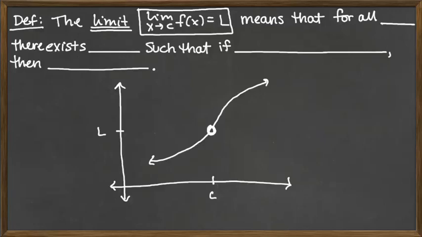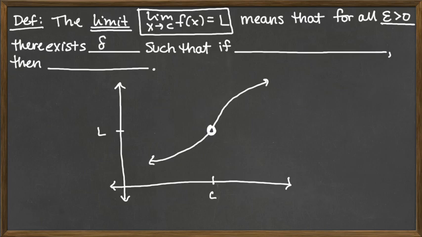For the limit statement, the limit as x goes to c of the function f of x equals L, we can write out a formal statement that would describe what this limit is. And that statement here we can complete by filling in the blanks. So we say that the limit means that for all epsilon greater than 0, so that little script E looking symbol is called epsilon. So we say for all epsilon greater than 0, there exists delta greater than 0.